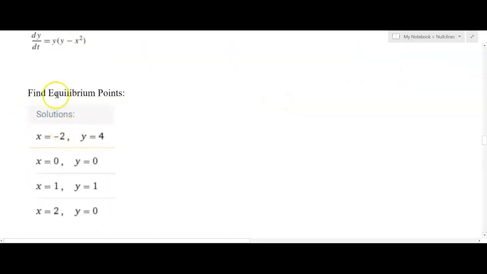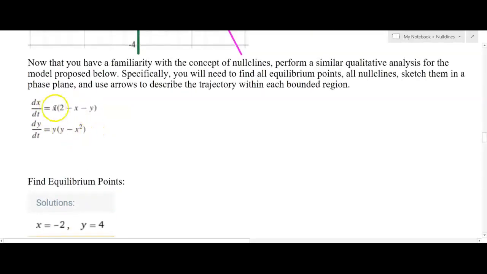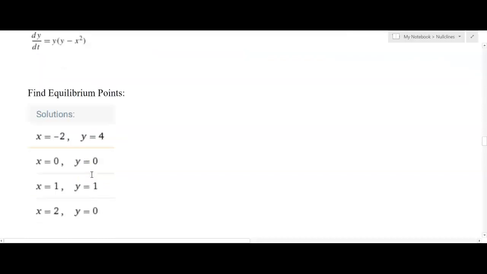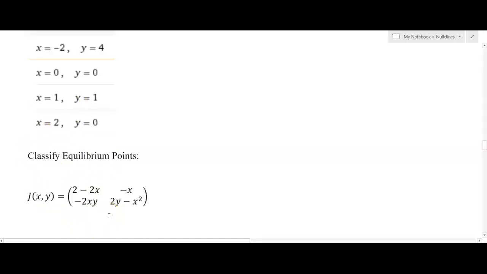So here we have our first and second equation. We see that these are definitely nonlinear. We'll have an interaction term, but we also have a squared dependent variable, so that's a big red flag. And we find our equilibrium points by setting both equations equal to 0. We have 4 equilibrium points. In order to know what they are, we have to compute the Jacobian matrix.